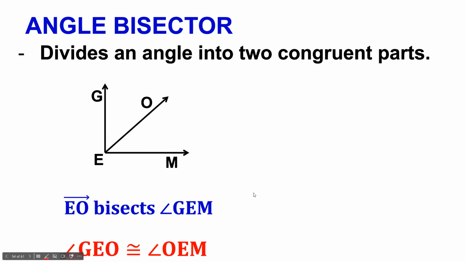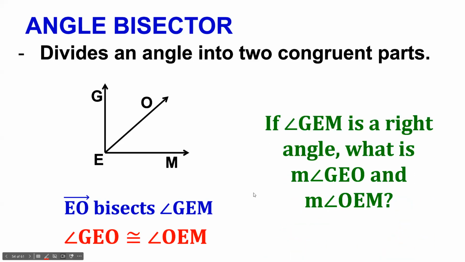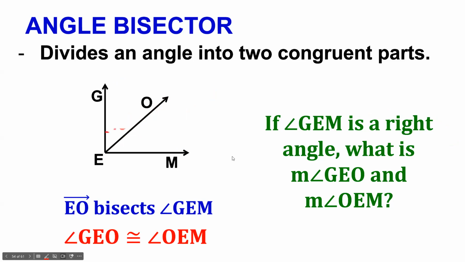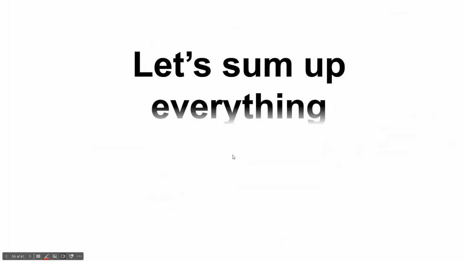So let's have here as an example. If angle GEM is a right angle, we know that a right angle is 90 degrees. And EO is an angle bisector. Therefore, what is the measurement of angle GEO and OEM? Again, the whole measurement here is 90, and that is in our given, the right angle. So if it is being divided into two by ray EO, we can say that GEO is 45 degrees and the angle OEM is also 45 degrees. That is because of the angle bisector, a ray that divides the angle into two congruent parts. Can you follow? So therefore, they are both 45 degrees.